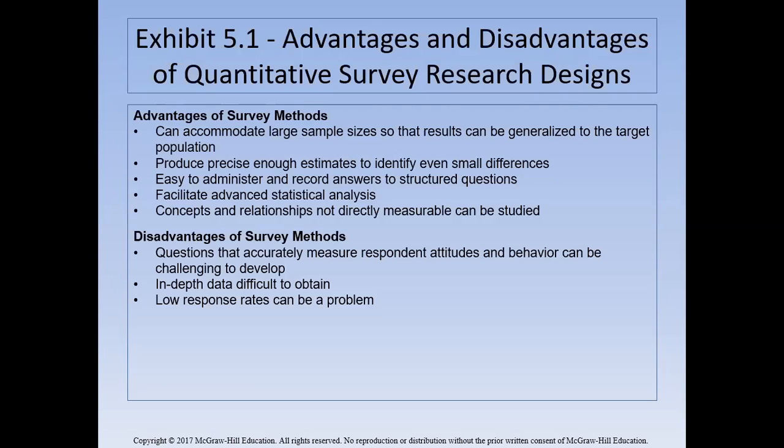The disadvantage: questions that accurately measure the respondent's attitude and behavior can be challenging to develop. The behavior might be different from the attitude that you have. And it's very difficult to get in-depth data. So people might be answering you something, but they might have something else that motivates them to answer this way. And that's where you need to clarify that part.